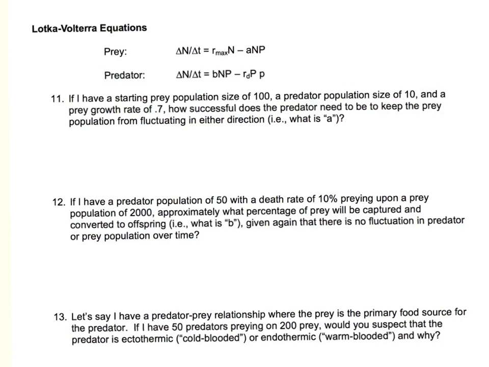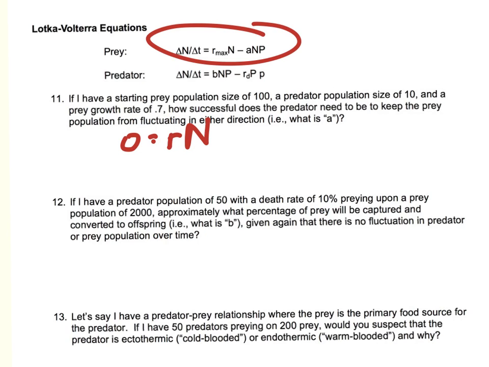Okay, so for this one, they're using the Lotka-Volterra equation, and they have to know what each of the terms is. So in the first one, they're using this top equation right here, and they're trying to figure out if there's no fluctuation. So delta N over delta T is 0. So 0 equals rN minus aNP, and then it gives you the values.